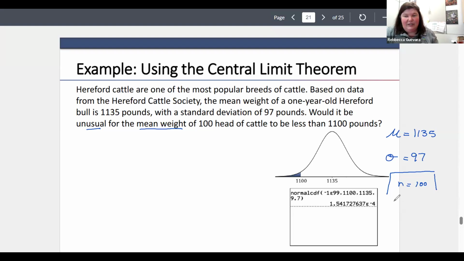And what we're saying here is that we're looking at a mean weight that is going to be 1,100. So we want to know, what is the probability the X bar is actually going to be less than 1,100? Because that's what we're asking right here. Would it be unusual for the mean weight of 100 cattle to be less than 1,100 pounds? So the only way we can assess that is look at probabilities.